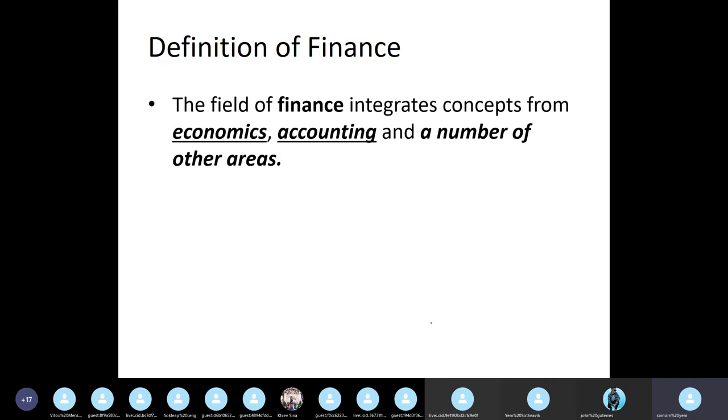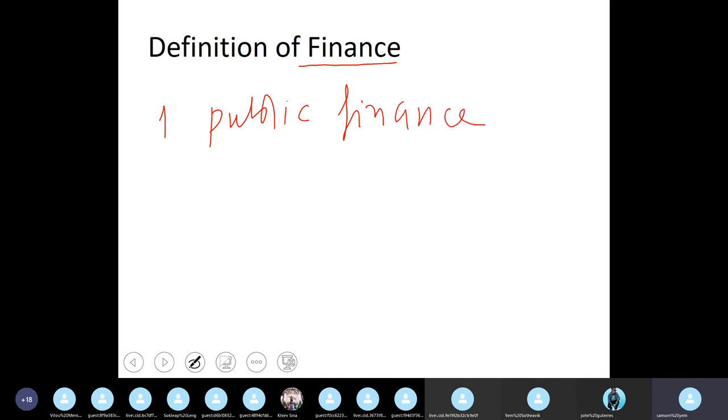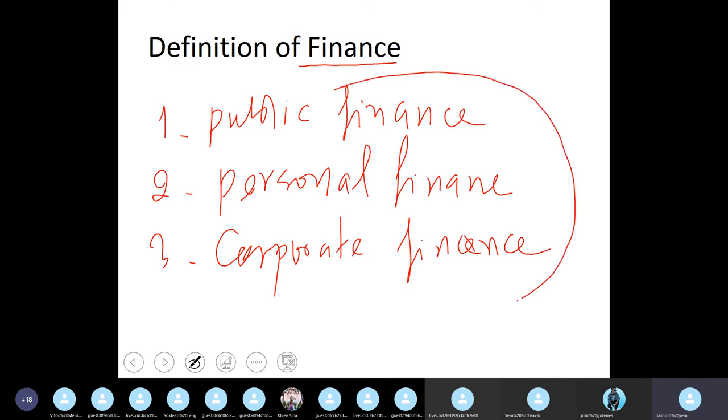What is finance? If we talk about finance, there are three categories. One category is public finance. The second one is personal finance. And the third one that we are going to talk about is corporate finance. All are under one umbrella, which is finance.